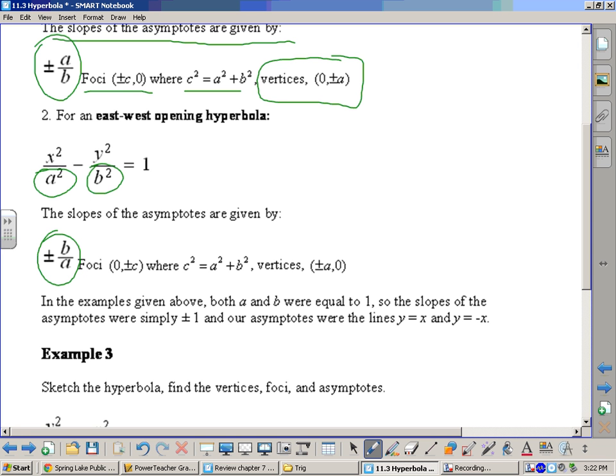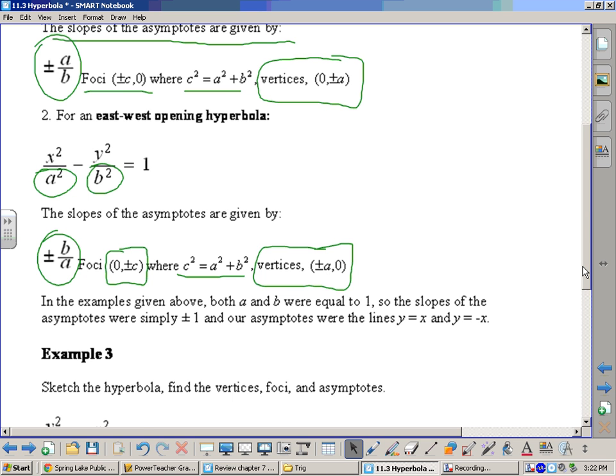And the vertices now will be x values instead of y values. And the same thing is true for the foci. You still find the foci the same way, but in this case, we're referring to y values for the foci over here and x values for the vertices.